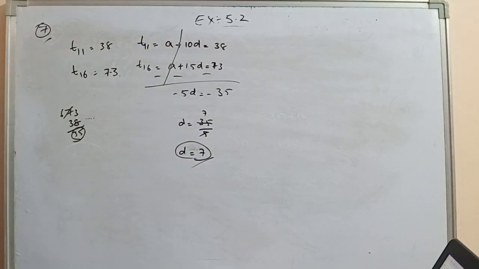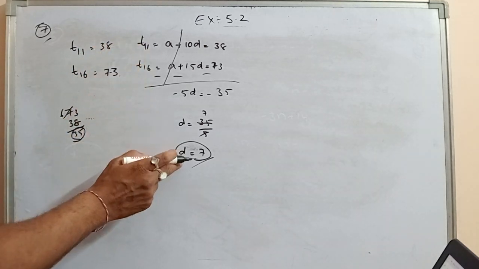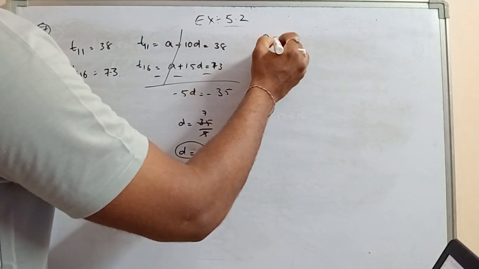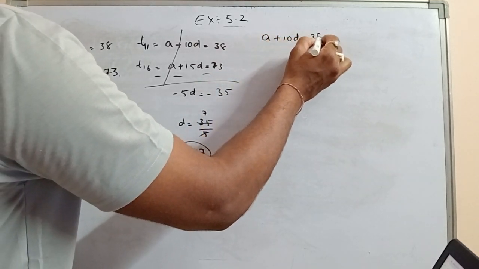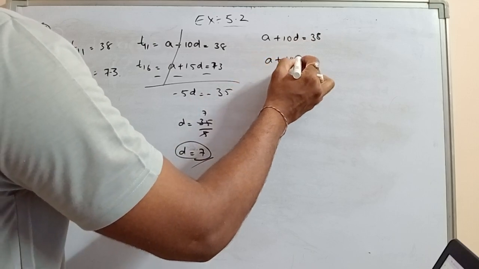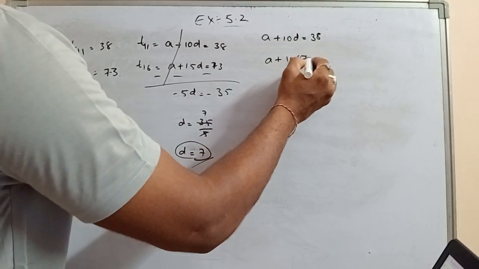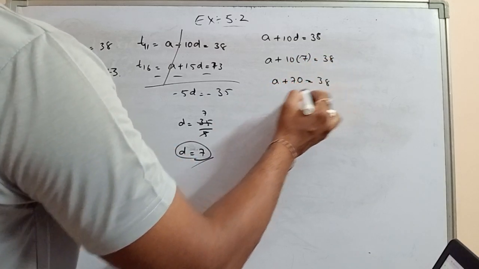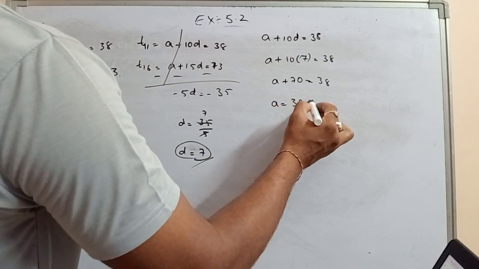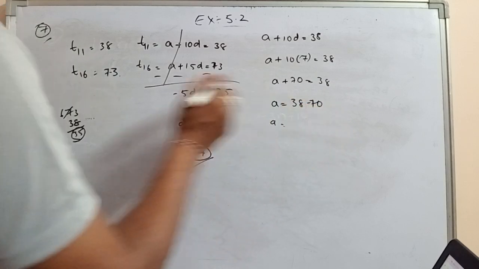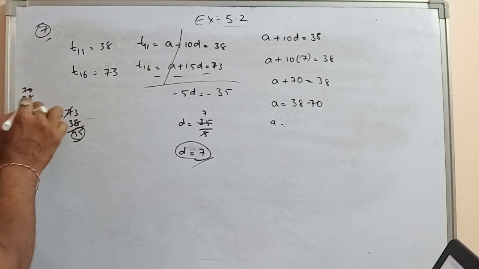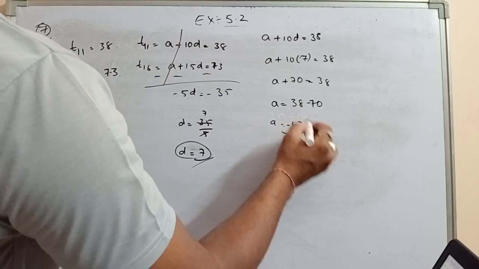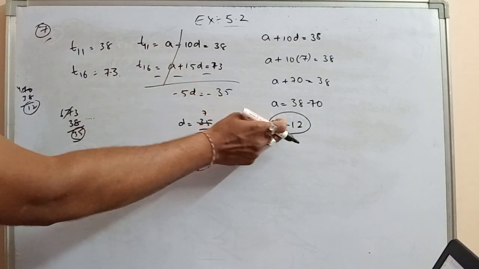D will be 7. In either of the two equations we substitute the value of d to get the value of a. I am taking a plus 10d equals 38. A plus 10 into 7 equals 38, so a plus 70 equals 38. A equals 38 minus 70, so 70 minus 38 is 32, and the sign will be minus. So the value of a will be minus 32.